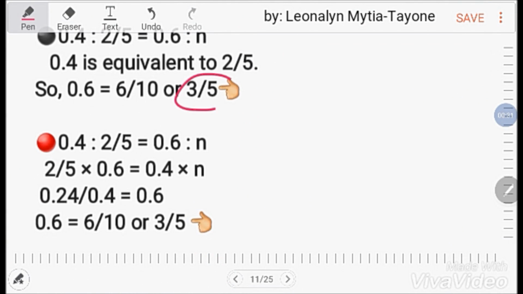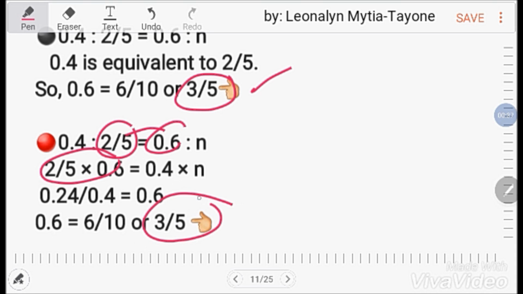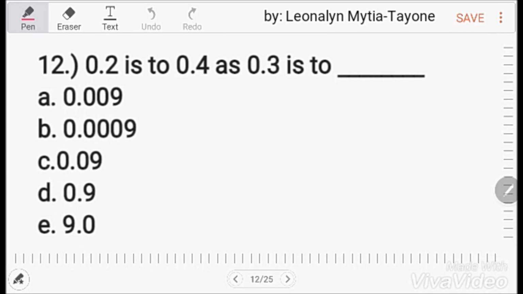So, ito lang din siyang sinabi ko kanina. So, nag-cross tayo. Ganon din. At ang sagot ay 3 over 5. That means confirm. Number 12. 0.2 is 2.4 as 0.3 is 2 what?